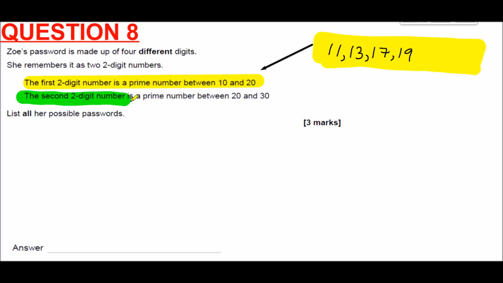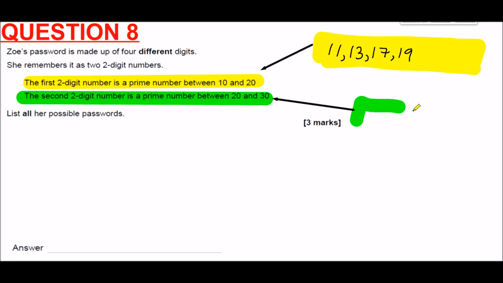And the second two-digit number, she says it's a prime number between 10 and 30. So let's think of possibilities for this one now. All the primes between 20 and 30. 20 isn't prime. 21 isn't either, because 21 we can divide by 3 and 7. 22 isn't prime because we can halve it, but 23 is. 24 isn't. 25 isn't because it's 5 squared.